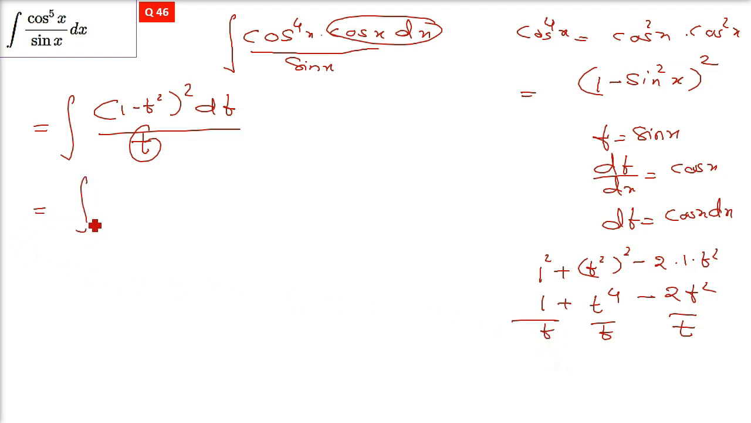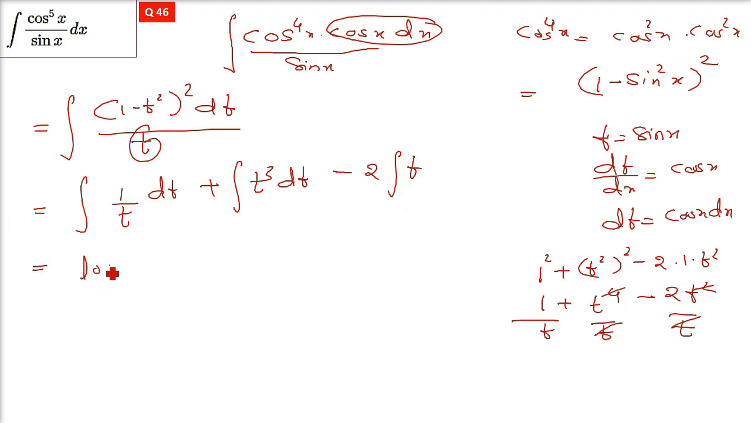So let us separate them out and then integrate. 1 by t dt. This 1 will get cancelled out, so it will be t raised cube with dt. And here 1 t will go and 2 will come out, and that will be t dt. So this will be log modulus of t, plus t raised 4 by 4, minus t square by 2, plus constant of integration.